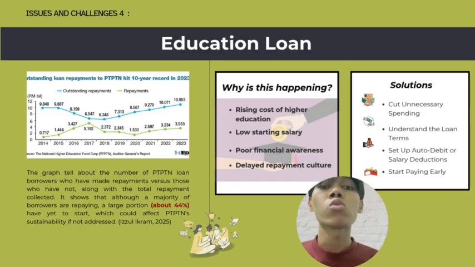Next is setting up auto debit or salary deduction. Auto debit means your loan payment is automatically deducted from your bank account every month. This is the easiest way to stay consistent and avoid missed payments. And the last one is starting to pay early. Even if the loan only requires you to pay after graduation, it's a good idea to start small payments yearly, even 20 to 50 ringgit per month, because it can reduce your total debt, prevent interest from piling up, and build good repayment habits.